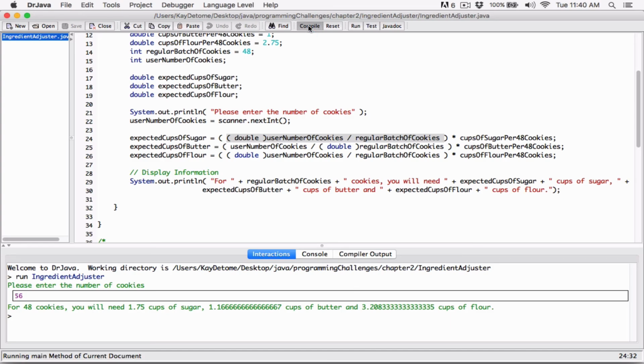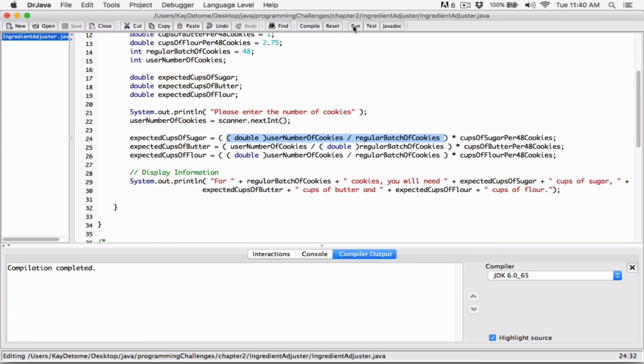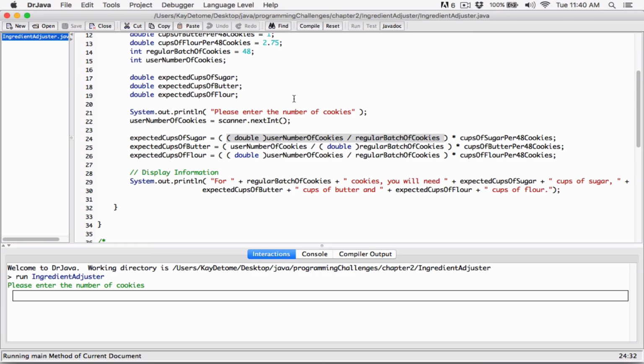If we still put in 48 cookies, we are still going to get the right number. If we put in 96, we are still going to get the right number. If we put in something else, other than 48 or 96, let's say 47, we'll get the equivalent cups for each ingredient. So this works. And chapter 2 doesn't go into rounding numbers, so we'll leave it like this.